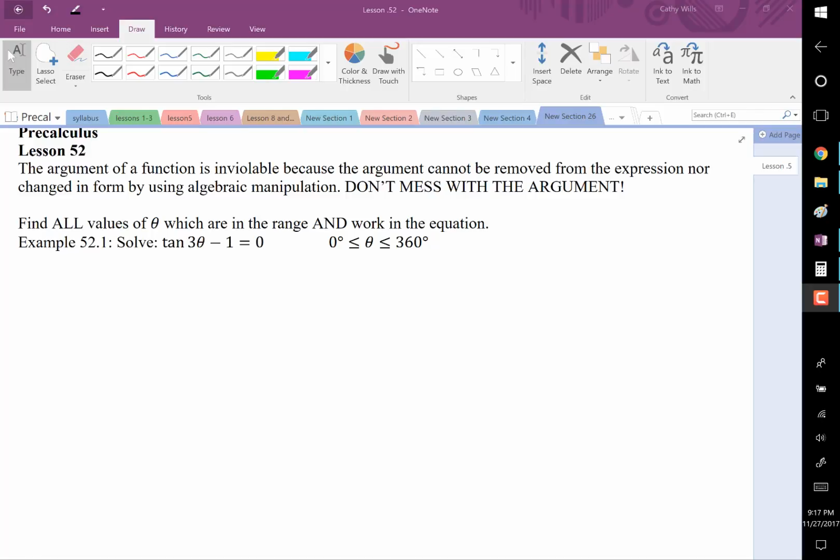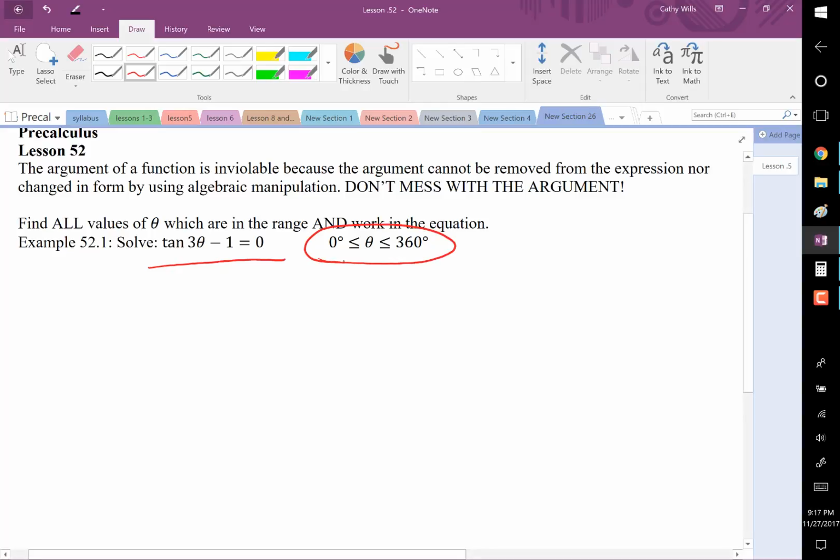Okay, this is lesson 52, and we're going to be doing some more trig equations, except now we're going to have a situation where our theta, which is inside the argument of the trig function, is going to be multiplied by some constant. So, for example, we might have something like tangent 3 theta minus 1 equals 0. And when that happens, we end up getting more values.